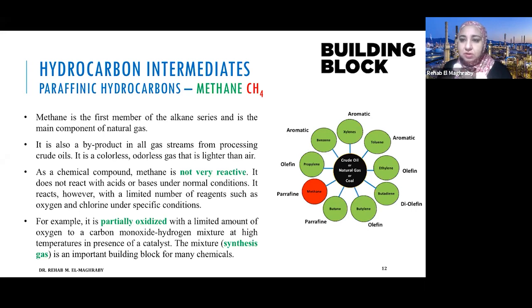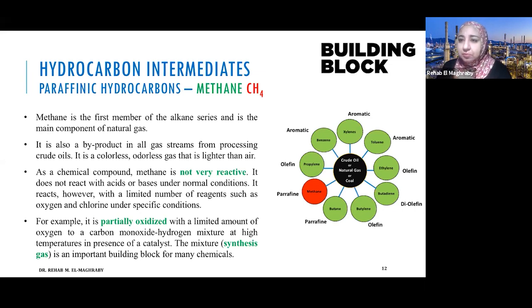The other use is the partial oxidation of methane. If methane reacts with oxygen, O2, we do not get complete combustion. It is partial combustion. We get one of the valuable components, which is CO, carbon monoxide, and hydrogen. The mixture of CO and hydrogen is called syngas. Syngas is very important for the production of methanol, for example. So methane can be converted to methanol through syngas.